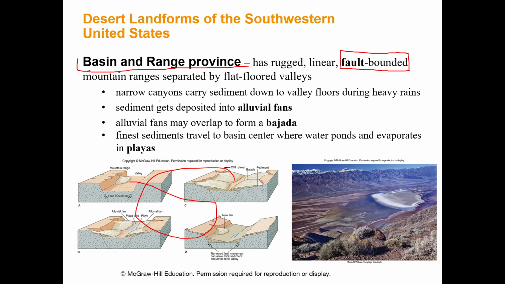But it's characterized by these long, narrow canyons. You get these alluvial fans. If you remember what that is, it's these fans of sediment. It's kind of like a river delta, like you have a delta of sediment at the end of a river. Well, we get these alluvial fans as the streams dump all their sediment as they come out of the mountains. And alluvial fans may overlap to form what's called a bajada. And then we also have this special sort of legs called playas, where the finest sediments travel to the center, and there's ponds, and they evaporate, and we get these playa things.